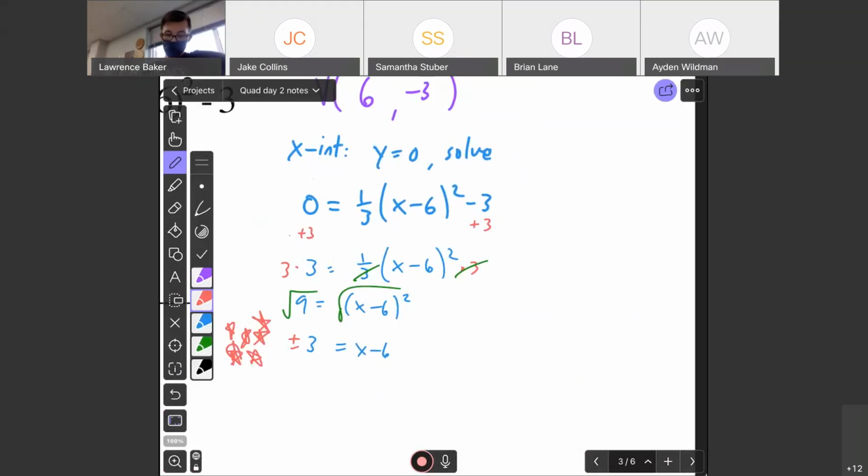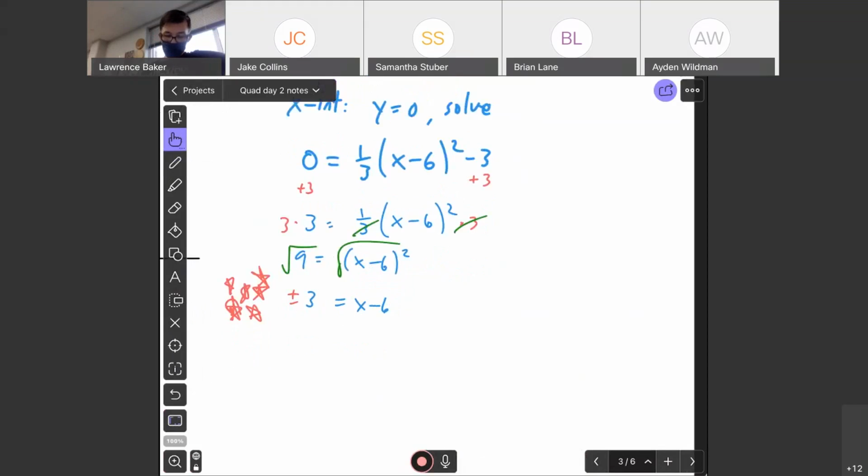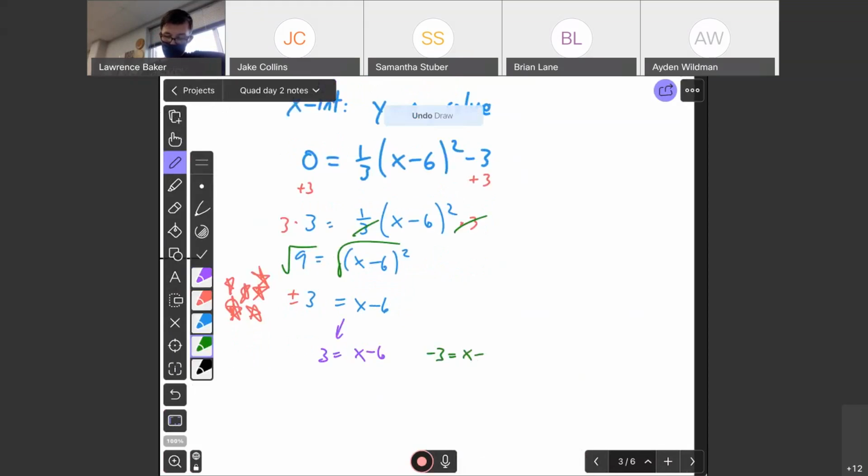And at that point, we're almost done. We just need to address that there's two problems here now. 3 equals x minus 6 and negative 3 equals x minus 6. Let's split them into 2 and add 6 on both sides. Right, x equals 9 and x equals 3.